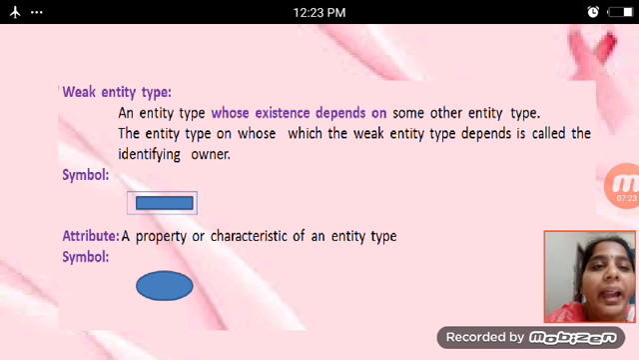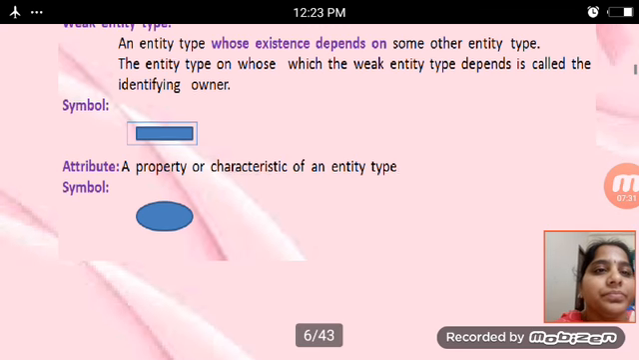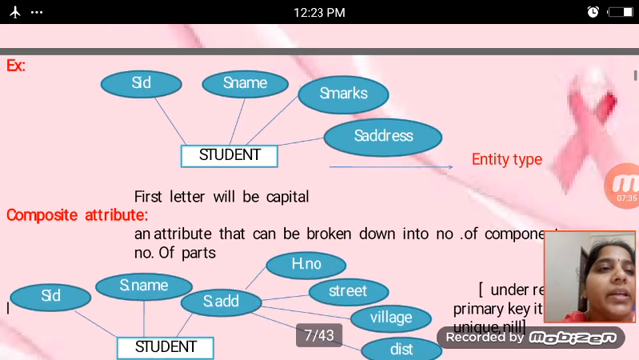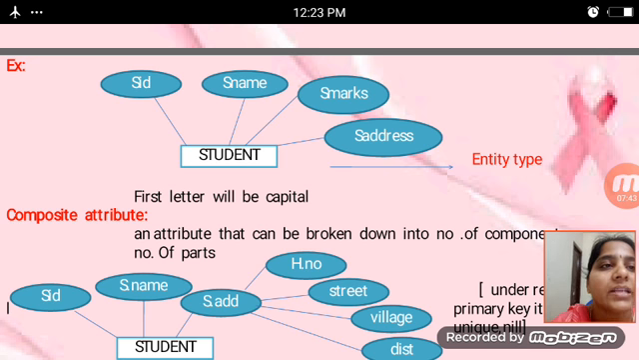Attribute, next one. A property or characteristic of an entity type. Its symbol is a circle. For example, I am taking here a student. Student having ID and name and marks and then address. The first letter is capital, which shows this is an entity type, for example.